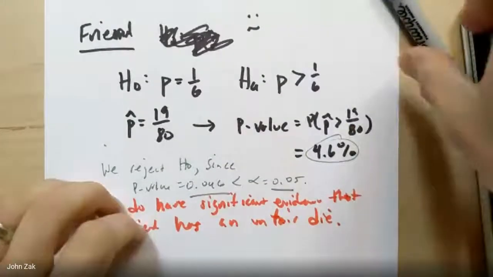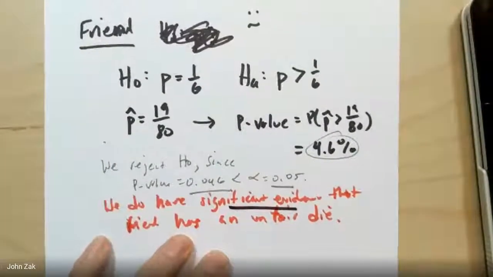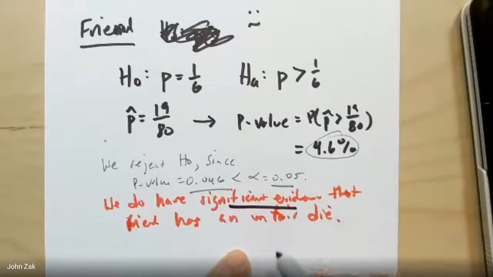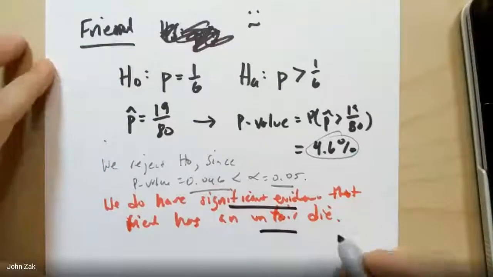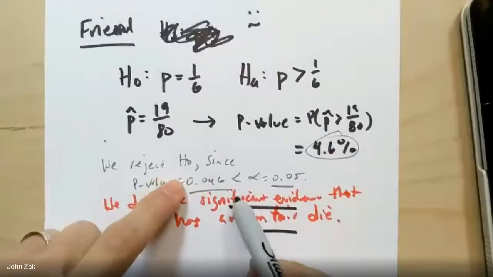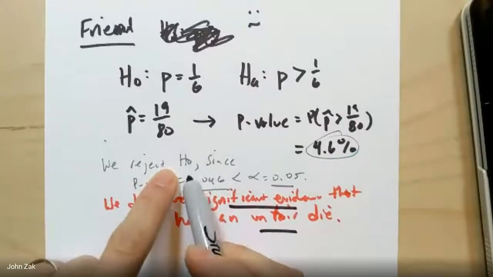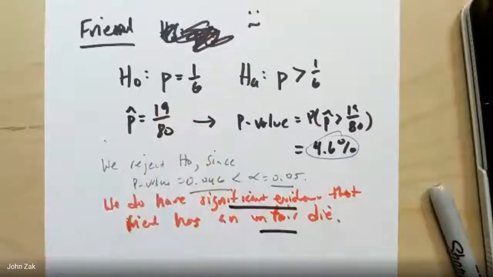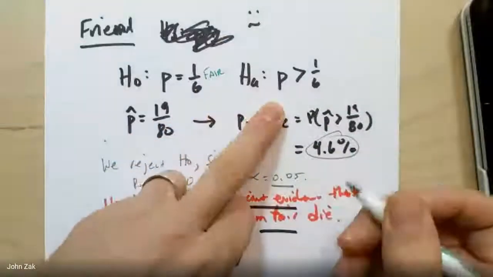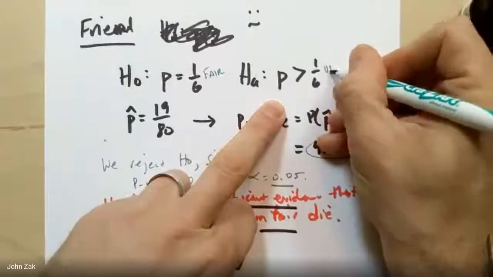So my question for you guys is, since we rejected the null hypothesis here, does that mean that he definitely does have an unfair die? I mean, we saw that we had significant evidence that caused us to reject the null hypothesis. Remember that the null hypothesis is that this is a fair die, and the alternative is that it's an unfair die.